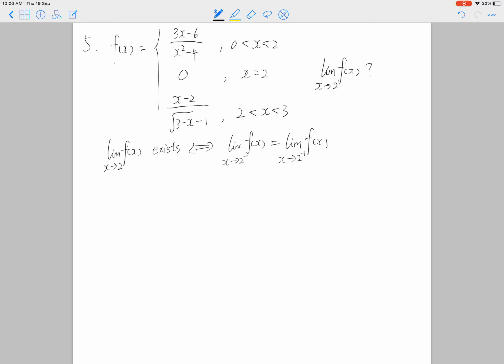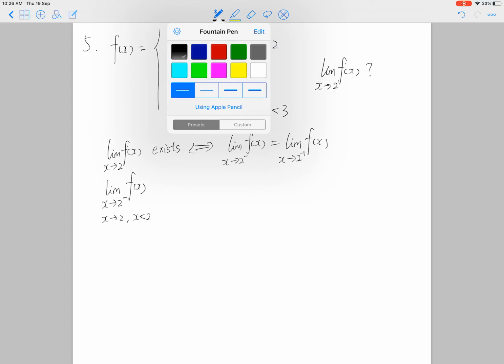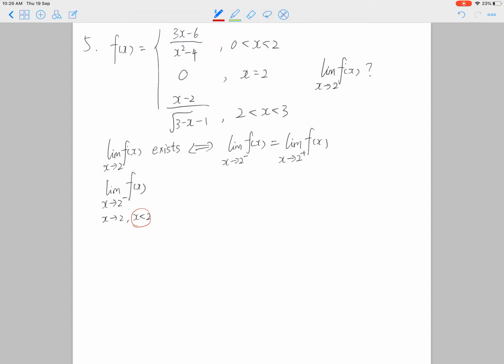Okay, and what's the limit from the left? When x is approaching 2 from the left side, you can see x is approaching 2, but x is always smaller than 2. Because x is always smaller than 2, based on these facts, we have to use this function.